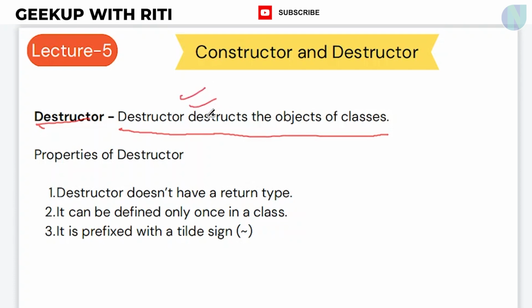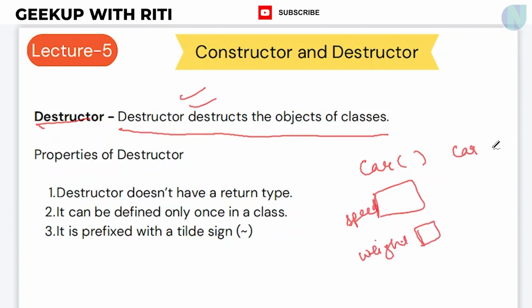Whenever we call a destructor, it does all the cleanup for the classes and objects and the class members whenever the object is destroyed. So consider that I have a car class. It has speed and weight, and I am now creating a class Audi which has the same speed and weight. Now if this particular object is deleted, how do we free up this memory and this memory?